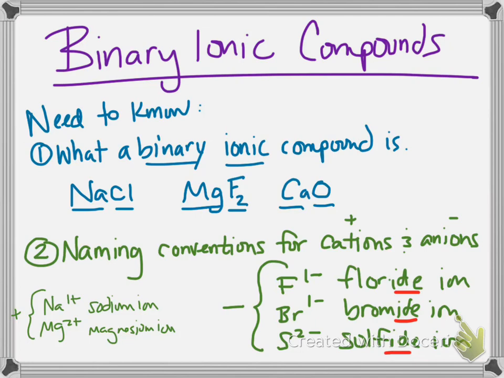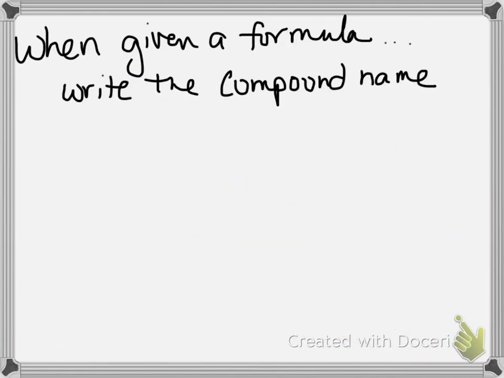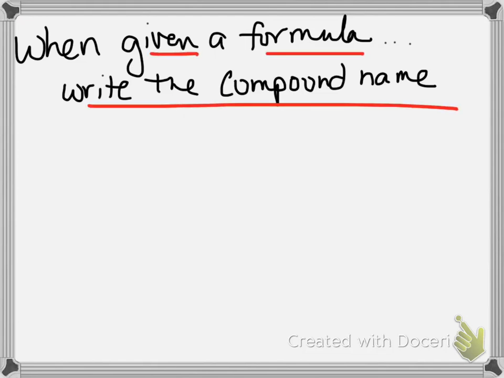All right, the last thing that you need to know before you can begin learning to write formulas and names for binary ionic compounds is that formulas for ionic compounds are just ratios. I'm going to assume you know that, and now we're going to figure out how to name a compound. So that's where we're going to start. When given a formula, how do you write the compound name? This is by far the easier part of it. Let's put up a few examples.